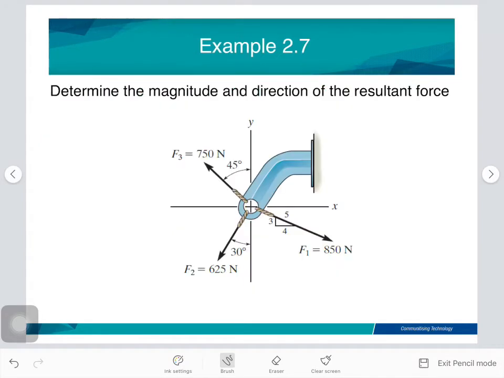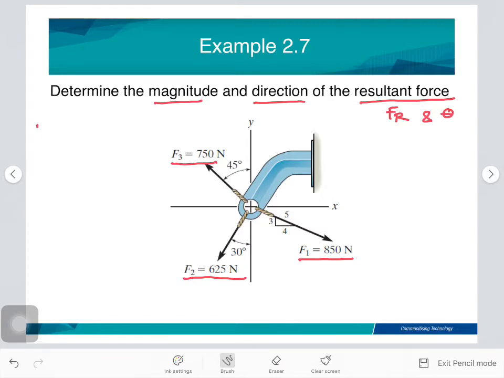Okay, you got it? Next is example 2.7. As usual, determine the magnitude and direction of the resultant force. So the question asks us to determine the resultant force and the angle. Now, is our force already in Cartesian, yes or no? That is the first question you should ask yourself. How many forces do we have? 3, right? F1 magnitude is 850 Newton, F2 625 Newton, and F3 750 Newton. Now we need to get the FR. We understood that FR is equal to F1 plus F2 plus F3.